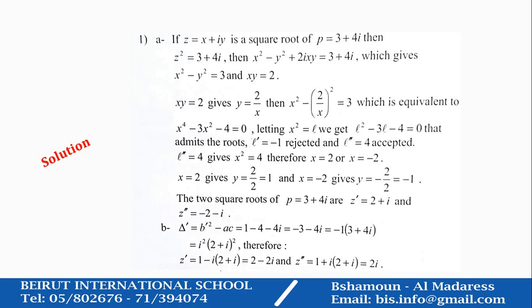b prime squared minus ac is, you take minus as common factor, you end up with minus 1 into 3 plus 4i. Instead of minus 1, you put i squared. And instead of 3 plus 4i, you may put this value, which is 2 plus i squared, the square root of this. So we substituted for delta prime these values. You apply, z prime is minus b prime plus or minus radical delta prime, and z double prime is minus b prime plus or minus.